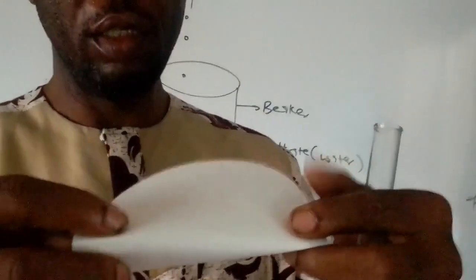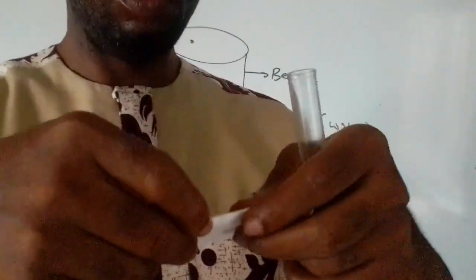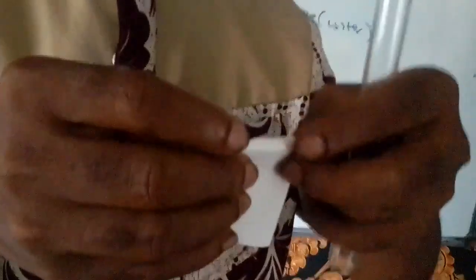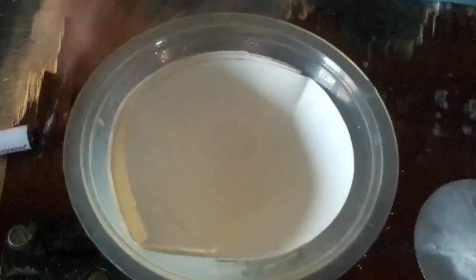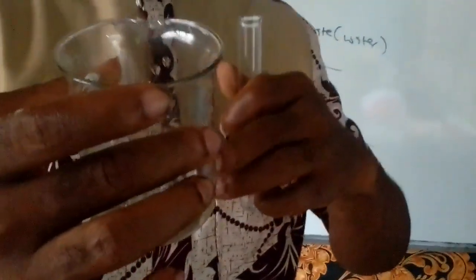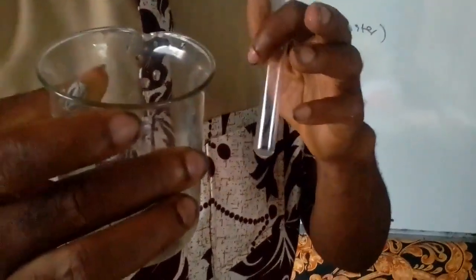How do you refilter? You get another filter paper. Fold it again into a semicircle. Fold again into a cone, the way I did the first one. Open one side of it, then insert it into the funnel. Now I want to refilter this filtrate so that we have a clear separation. In case there are particles of residue inside the filtrate, we have to refilter it.